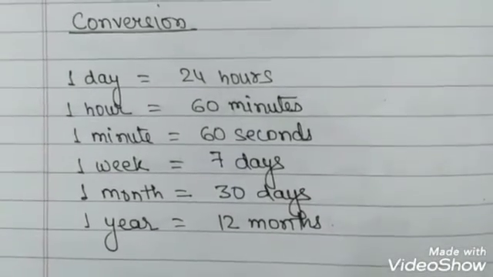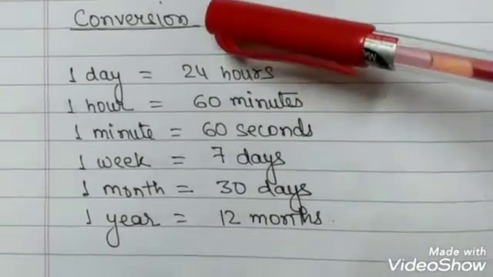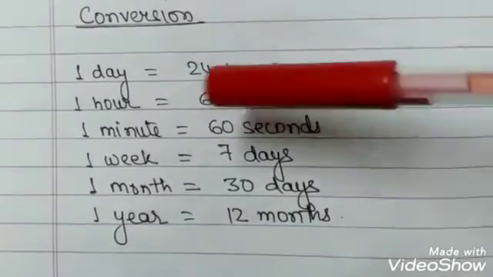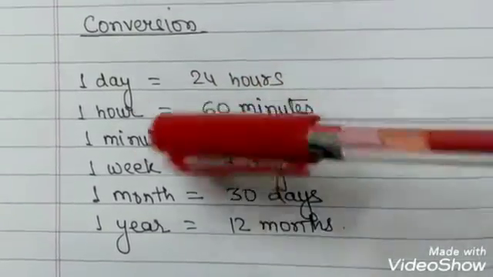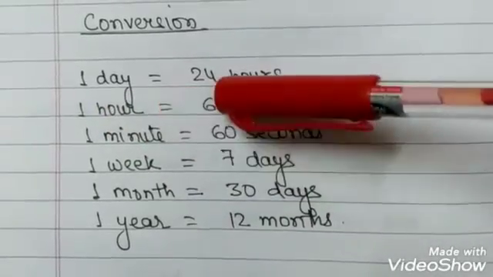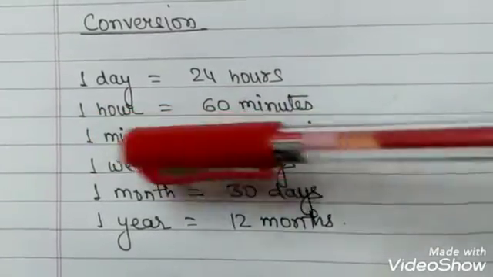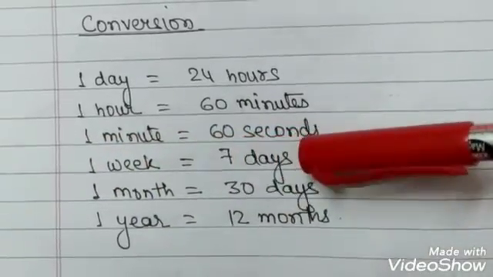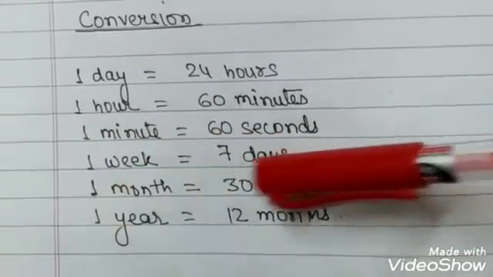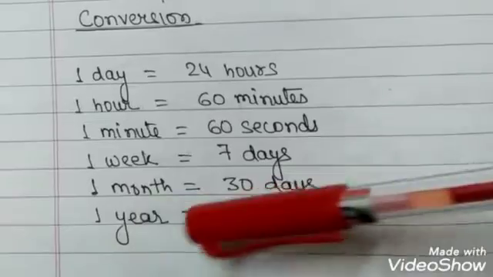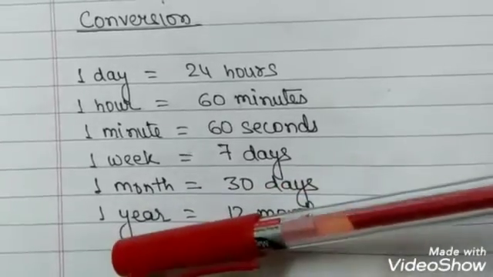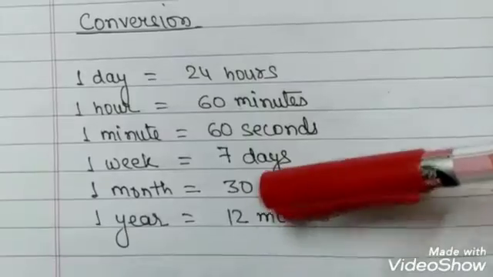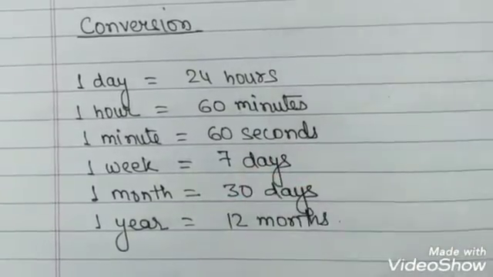Now let's learn how to convert one unit of time to another unit. For that, let's first see the relationship between different units. So 1 day is equal to 24 hours, 1 hour is equal to 60 minutes, 1 minute is equal to 60 seconds, 1 week is equal to 7 days, 1 month is equal to 30 days, 1 year is equal to 12 months. These relationships will help us to convert one unit to another unit.